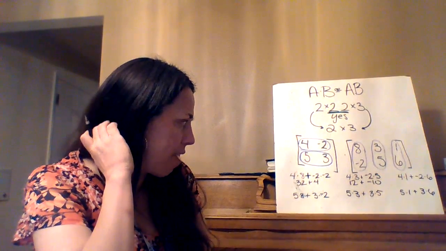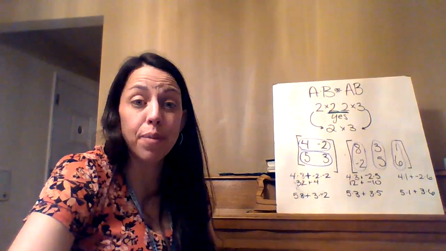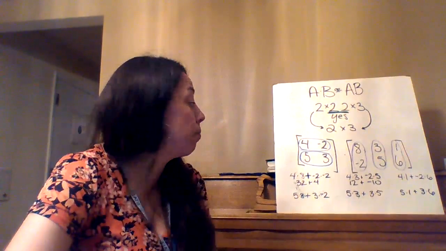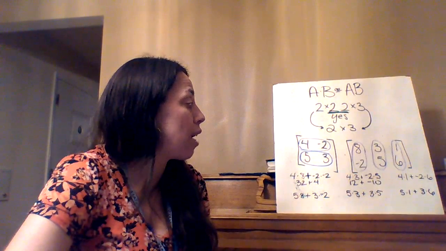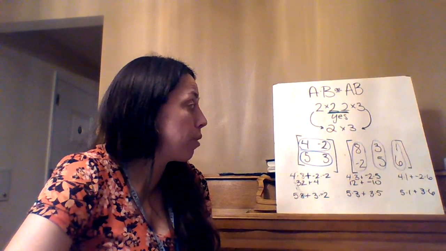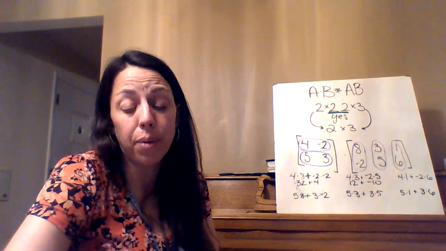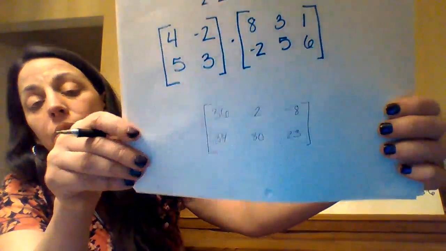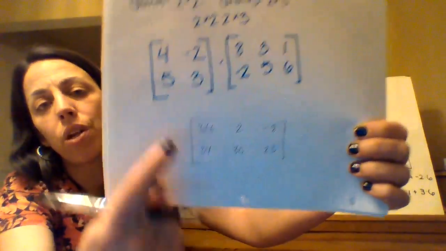Next, I would have 5 times 3, which is 15, and 3 times 5, which is 15. So 15 plus 15 gives me 30. And then I would have 5 times 1, which is 5, plus 3 times 6, 18. 5 plus 18 is 23. So your answer would be right there, written in pen.